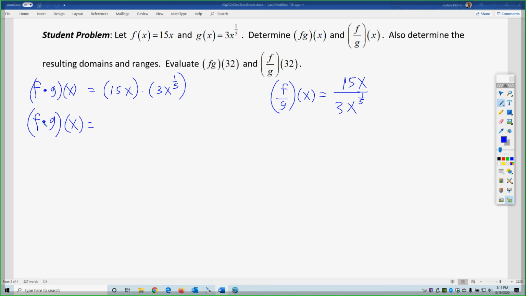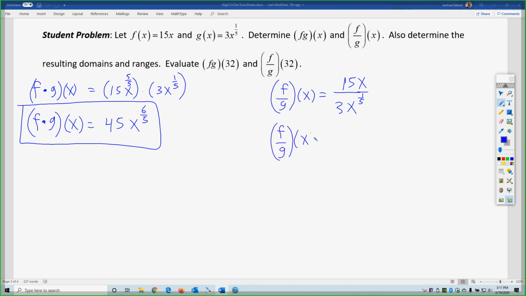Okay, so let's see. 3 times 15 is 45. And this is really 5/5, which is 1, right? So that gives me, I'm going to add them, 6/5. So that's our function there. Okay, so go over to here. F over g of x equals 15 divided by 3 is 5. So again, that's 5/5. Quotient rule says subtract, so 5/5 minus 1/5 is 4/5. So there is our function.